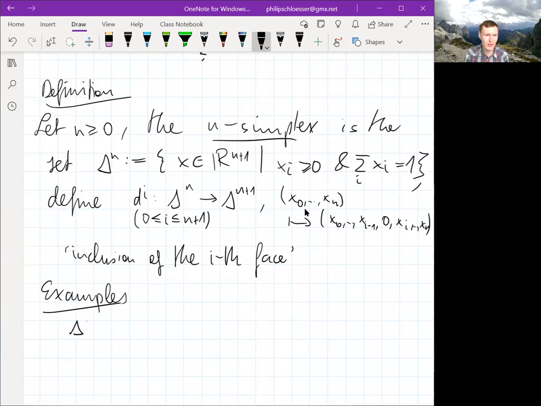So I guess we'll just have a look at a couple of simplices. The 0 simplex is just one point, namely 1. The 1 simplex is the set of points in the two-dimensional real plane such that the sum of their x and y components is equal to 1. So we have this line segment here.